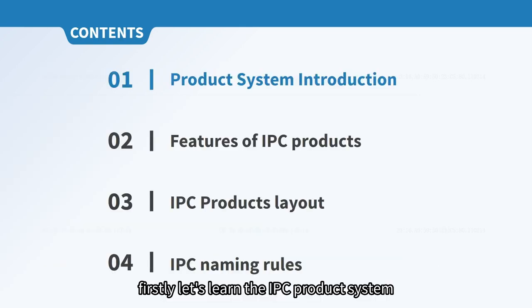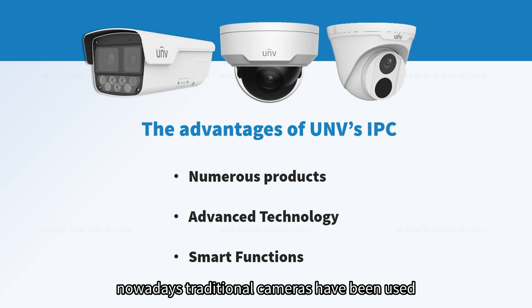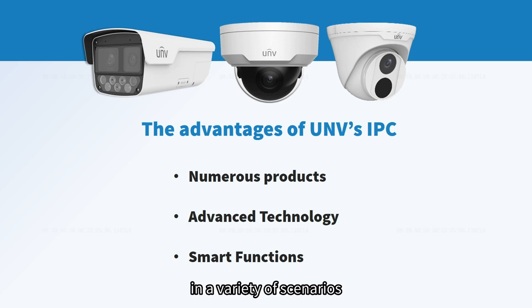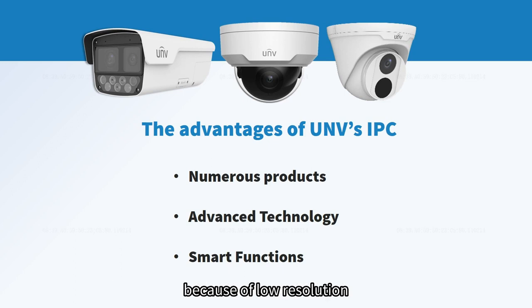Firstly, let's learn the IPC product system. Nowadays, traditional cameras have been used in a variety of scenarios, but traditional cameras bring problems to users because of low resolution, inconvenient back-end management, and high maintenance costs.